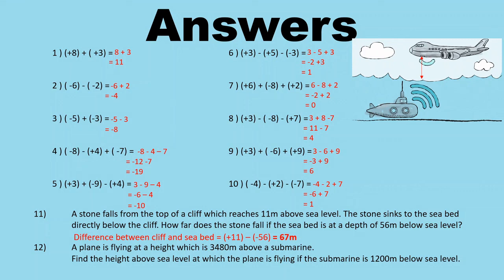Next, for question 12, we've got this diagram over here to help us. You can see that the airplane is above sea level. It's flying at 3,480 meters above the submarine, but the submarine is 1,200 meters below sea level. So to work out the height of the plane above sea level, consider the total distance being 3,480 meters minus the distance that the submarine is below sea level to work out the distance that's left for the plane above sea level. So we'll do 3,480 minus 1,200, which is simply 2,280 meters. That's our height of the plane above sea level.